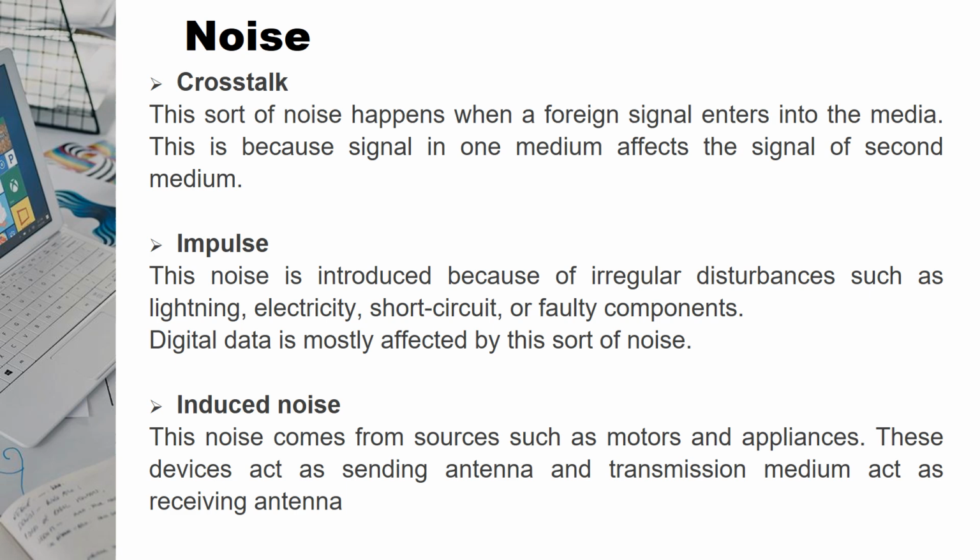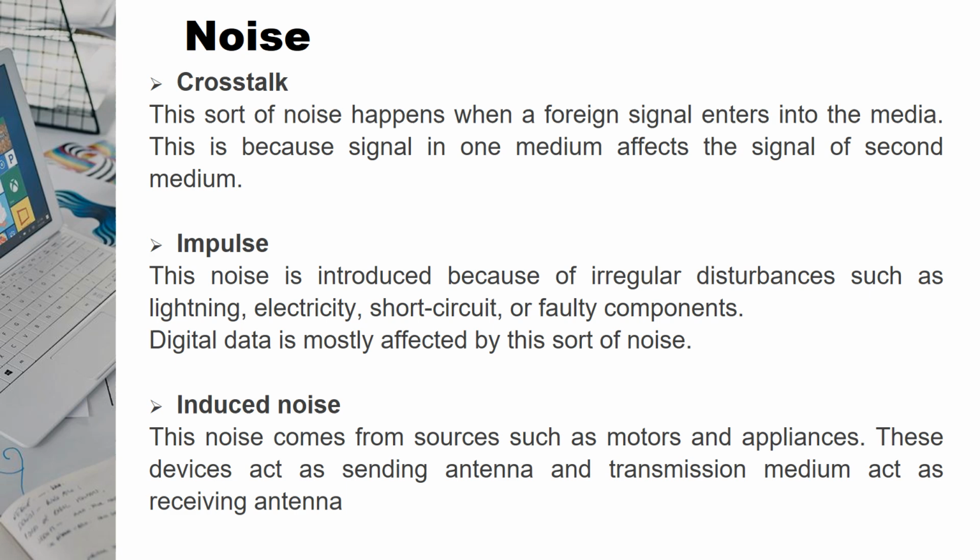Then there is crosstalk. When we're talking of crosstalk, we are saying that this is the interference from adjacent channels, right? This sort of noise happens when a foreign signal enters into the media. This is because the signal in one media affects the signal of a second media. And I also can give an example: in telephone systems, you might hear snippets of conversation from another line due to crosstalk, right?